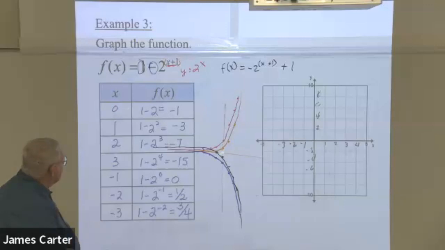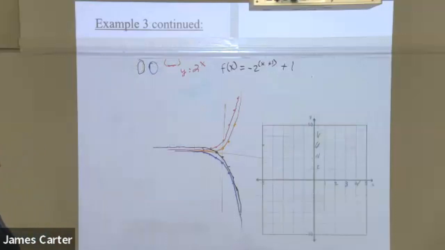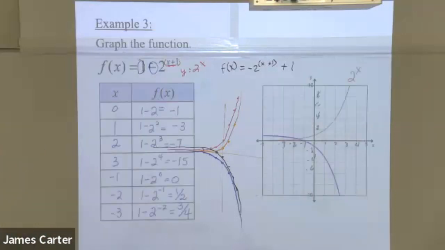Let's see how close I was. 0, -1. 1, -3. 2, -7. Out here's 2, -7. So I was pretty close. Okay, pretty close. And there's the 2 to the x, and here is the equivalent of my black line. Okay. Did that help? I hope.